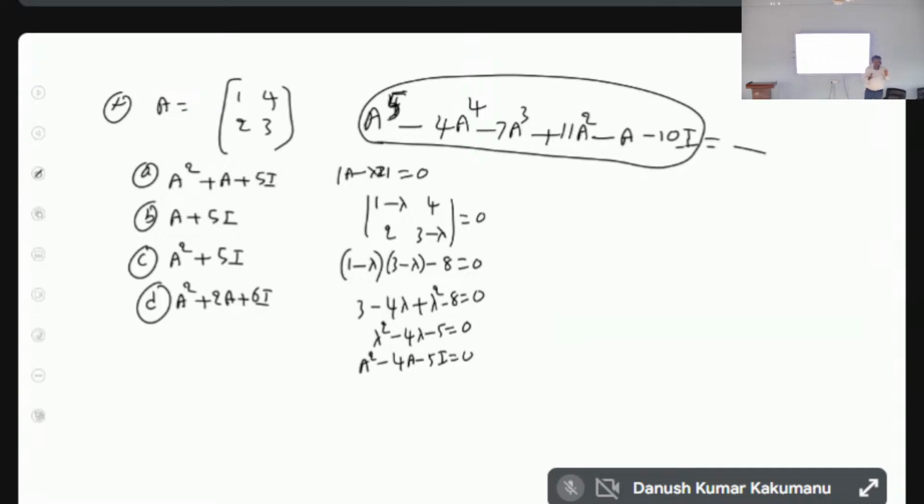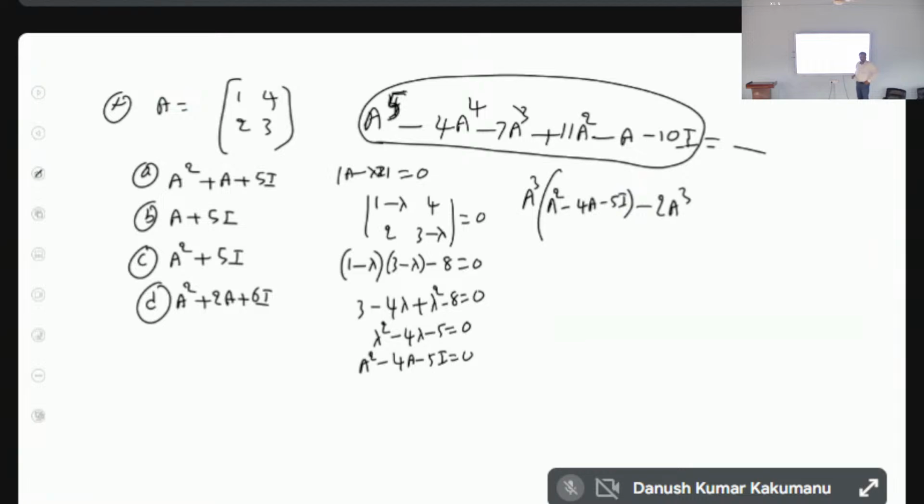We have to bring the fifth degree expression into the second degree or first degree. In these three terms, A cube is common. Straight away write A square minus 4A minus 5I. Then adjust the terms. A cube into A square is A power 5 minus 4A power 4 minus 5A cube. Minus 5A cube is done, but minus 2A cube is pending. Yes or no?